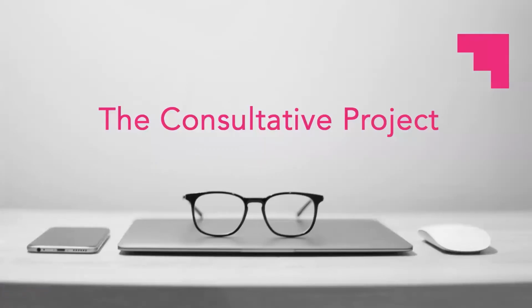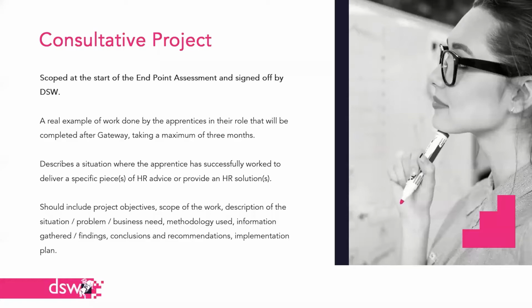And we'll now take a closer look at the consultative project. So the consultative project is scoped out at the start of the endpoint assessment. This is done using a project proposal form. It is sent off to DSW once the apprentice has come through gateway and will be signed off by the endpoint assessor. And the project is a real example of the work done by the apprentice in their role. It will be completed after gateway and take a maximum of 3 months.